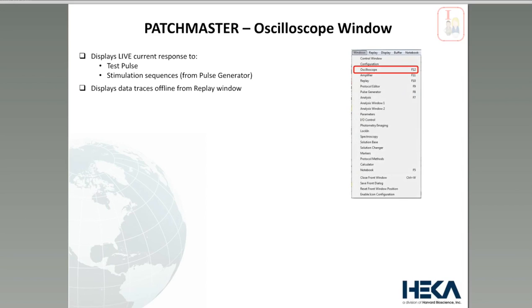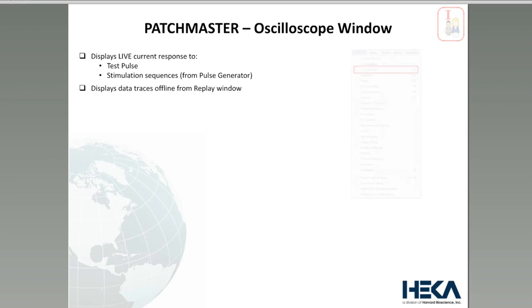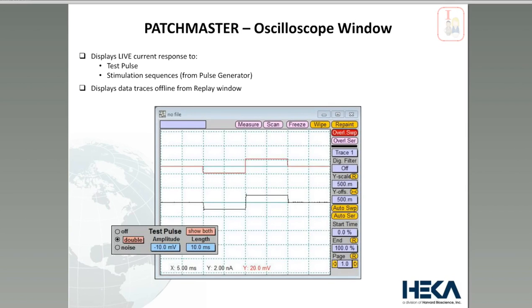You can open it, if it should have been closed, by pressing F12, or you can, of course, go to the Windows menu and select it from there. This is then how the oscilloscope window would, for example, display the test pulse. Important to note here is, when you're in the test pulse mode, you will see on the upper left-hand side there is no display of any data file. And this indicates to you, okay, I'm now in test pulse mode.